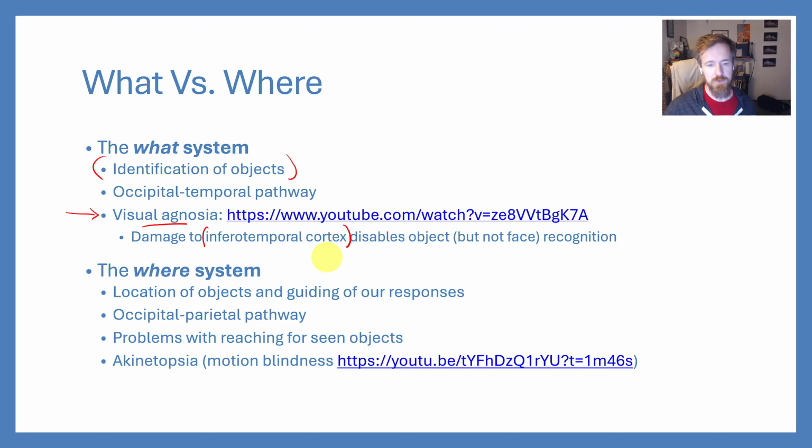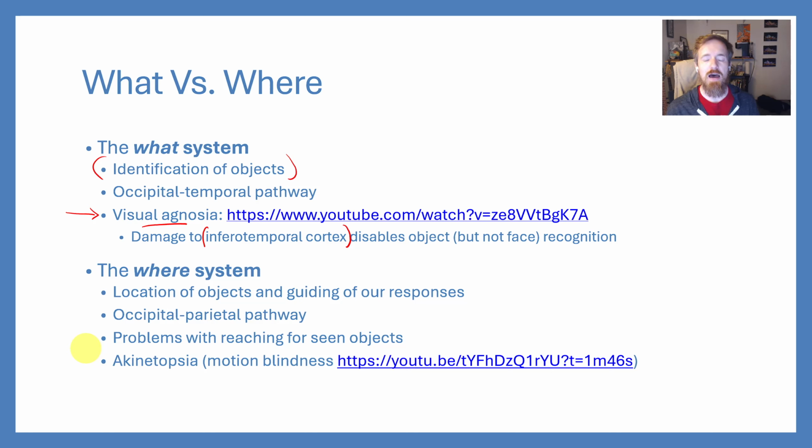The where system, so the location of objects, is in the top part, as we mentioned. Whenever this area is disrupted, it leads to akinetopsia, or motion blindness. Again, this linked video shows you a little bit of what the world might be like if you can't see motion. The fascinating thing about akinetopsia, and what it has to do with the location of objects, is that if you can't perceive motion, then you can't tell where objects are moving.